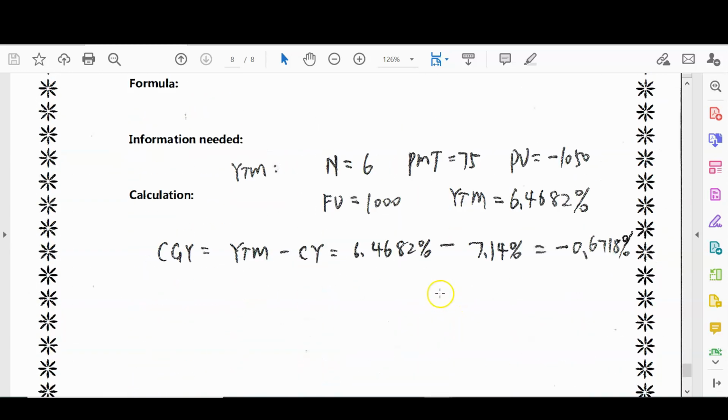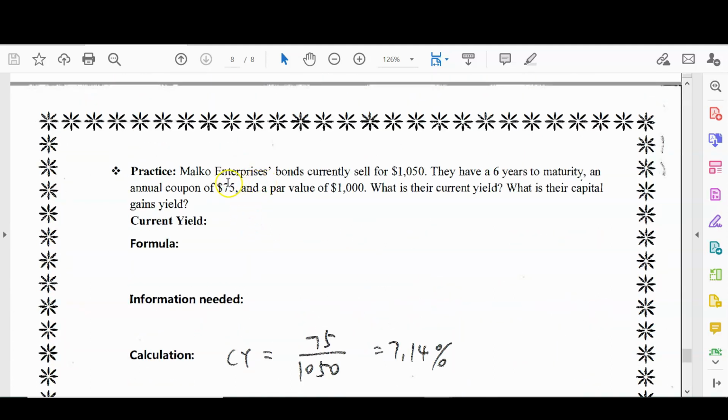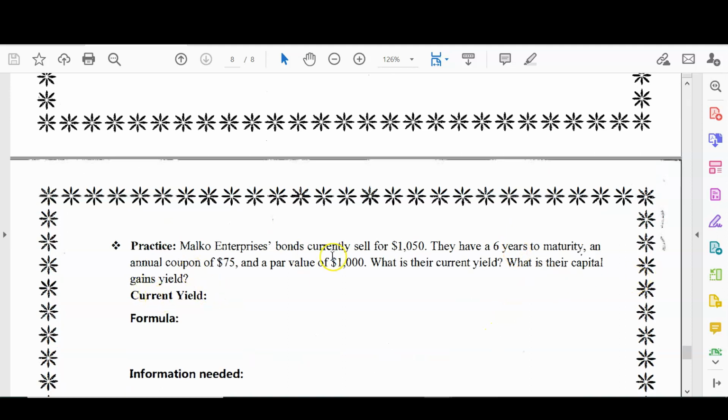All right, we have one practice question here. If this bond currently sells for $1,050 and has 6 years to maturity, an annual coupon of 75, and a par value of 1,000, what is the current yield and capital gains yield of this bond? Please pause the video. Try to work on this question on your own. For current yield, you could use its definition formula. If you don't remember, you can refer back to our notes.